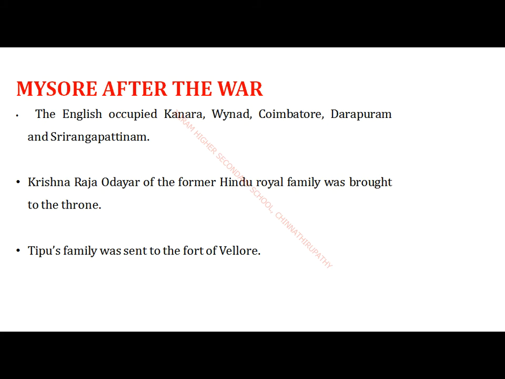Okay, children, see here. Next, we are going to see about Mysore after the war. What happened? What is the position? What are the conditions of Mysore after the war? The English occupied, after Mysore was taken away from the hands of Tipu Sultan, places such as Canara, Wayanad, Coimbatore, Dharapuram and Srirangapatnam as their own region, and afterwards Krishna Raja Odeyar of the former Hindu royal family was brought to the throne.